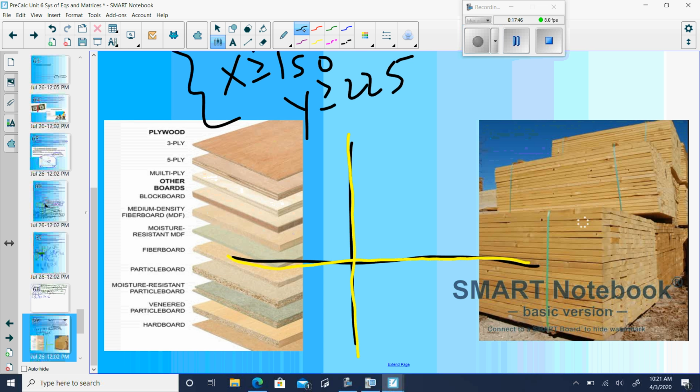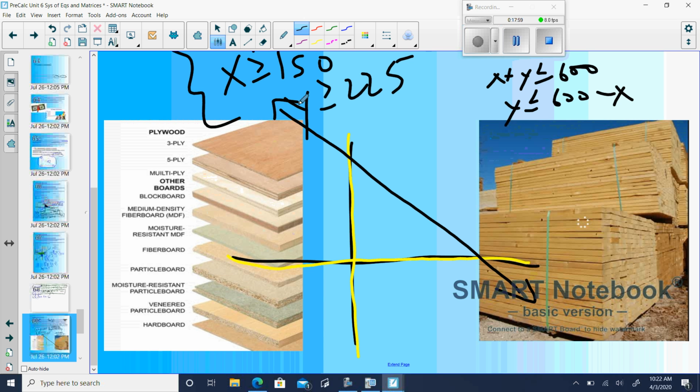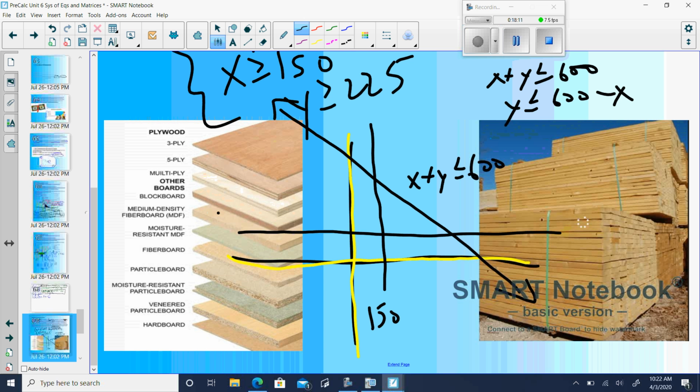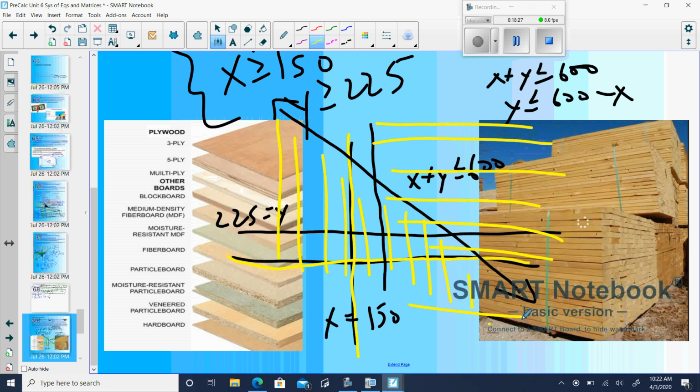Now we said X plus Y is less than or equal to 600. So Y is less than or equal to 600 minus X. Boom, right there. So that's X plus Y is less than or equal to 600. So X has to be greater than or equal to 150, and Y has to be greater than or equal to 225. So I have my lines. Now what about the shading? So less than or equal to 600, I'm going to shade underneath there. Greater than or equal to 150, and greater than or equal to 225.